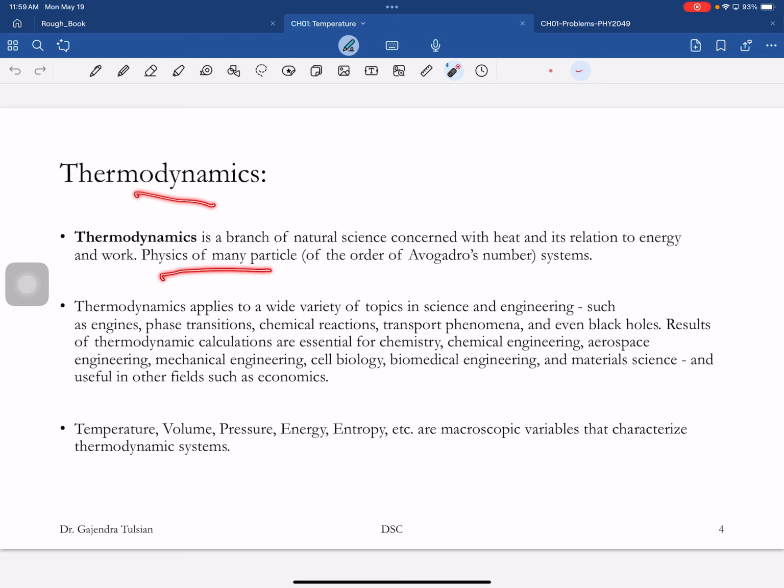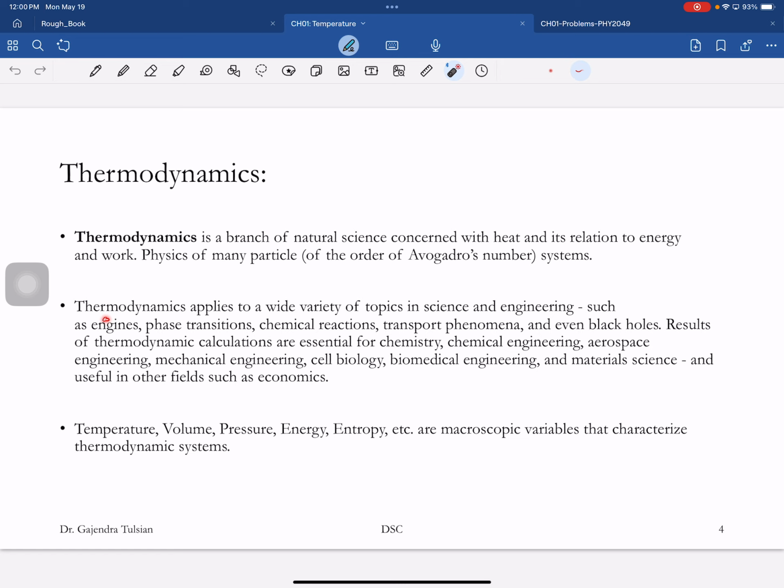Thermodynamics is... these laws apply to many particle systems, okay? You can only apply these laws to a system which has many particles, an Avogadro number of particles. For instance, this room has about 1,000 moles of gas. You can apply it to that. You can't apply these laws to a system that has 100 particles or 1,000 particles.